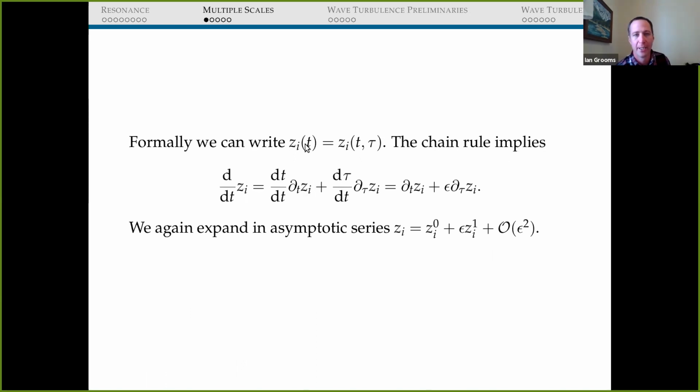So we'll write z of t is now z of t and tau, two independent variables. By the chain rule, we can expand derivatives with respect to time as a partial with respect to the first time variable times dt/dt, which is just 1, plus a partial with respect to the second time variable times d tau/dt, and d tau/dt is just epsilon. So that's how we're going to expand time derivatives here. Once we do that, we just go back to a normal asymptotic series and plug everything in and expand.